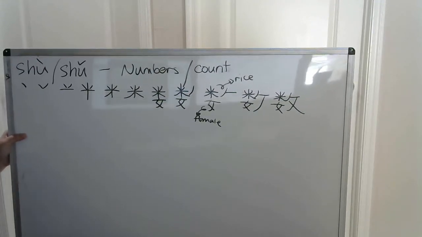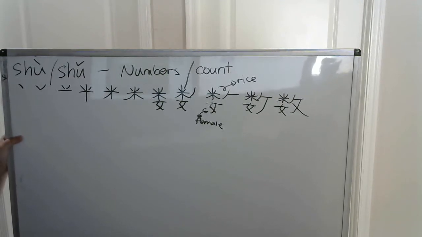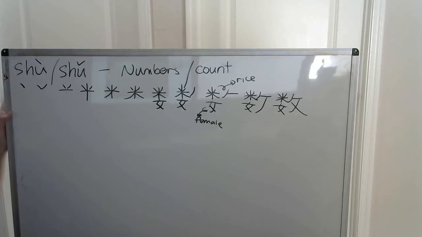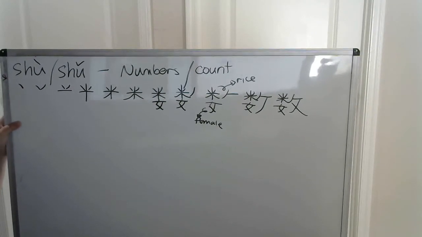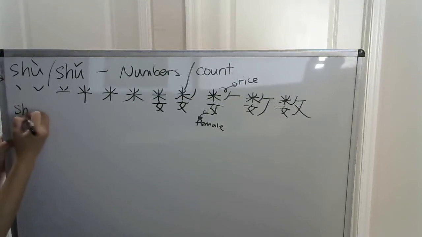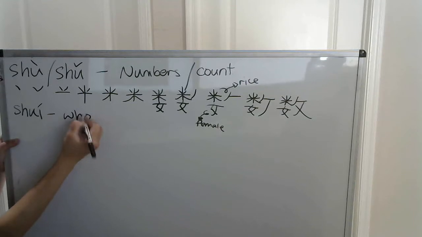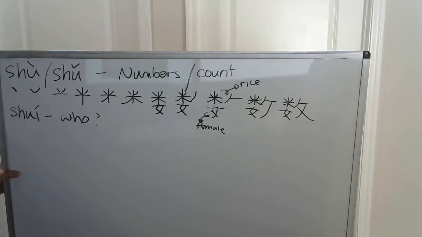Okay, both of these characters today are a little bit difficult, so please bear with me. The second character we're going to do is 谁, which is who. It's our question word for who. 谁.